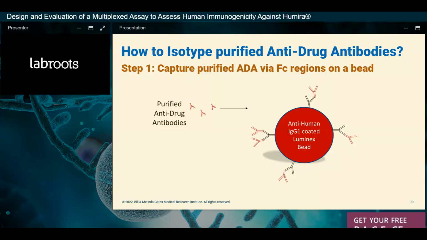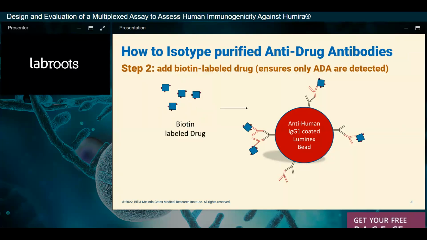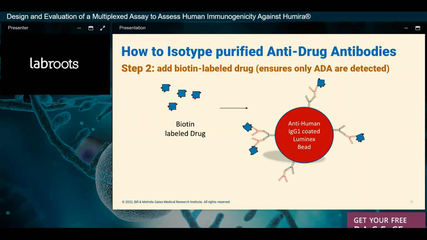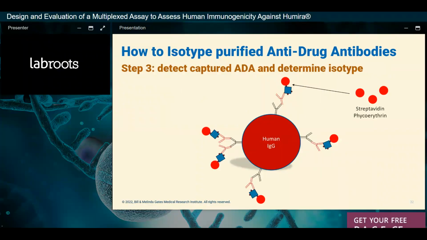So all of your IgG1 antibodies would be captured by this bead. And then you come back again with drug because you want to make sure it's drug specific. And you add your biotinylated drug to that, which will bind to these bound antibodies. And then you come back with streptavidin to give you your signal.